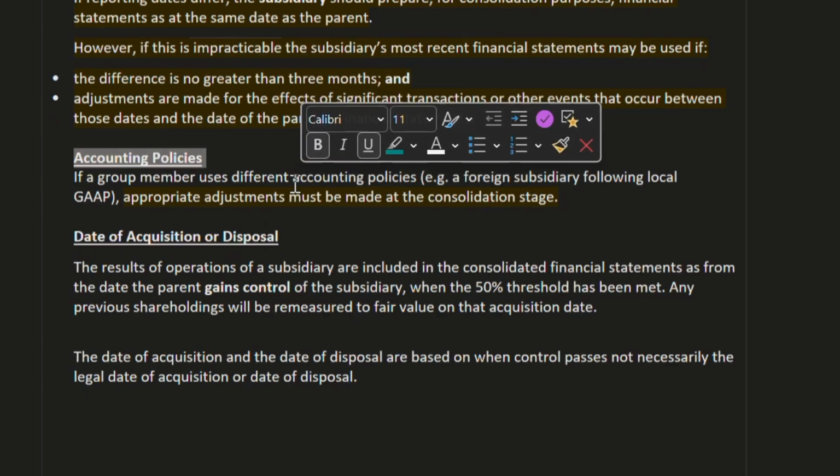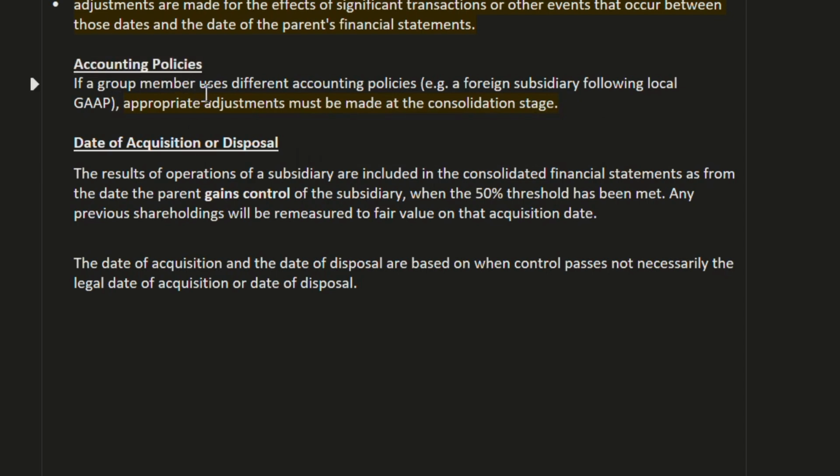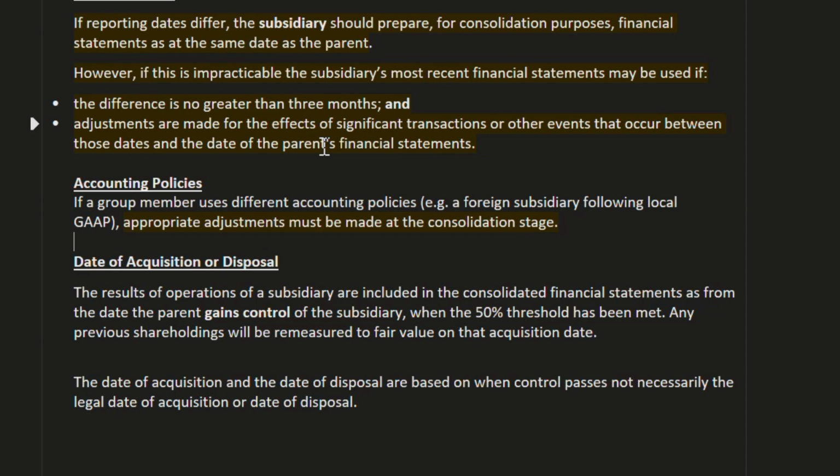Now, accounting policies. If a group member uses different accounting policies, for example, a foreign subsidiary following local GAAP, appropriate adjustments must be made in the consolidated statements. So we need to adjust it. For example, the parent belongs to the UK and the subsidiary belongs to the US. In the US, there is US GAAP, and in the UK, they follow IFRS accounting standards. So we need to adjust the US GAAP financial statements as per IFRS.